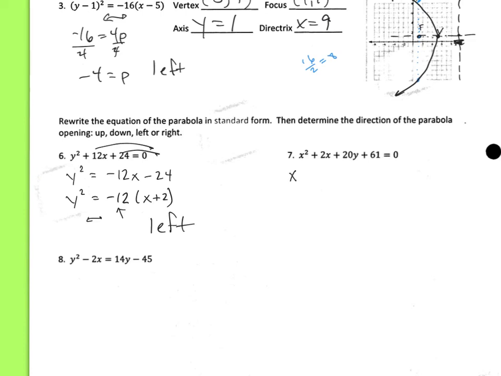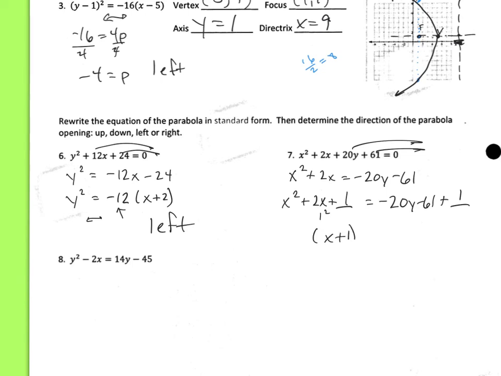Again, I'm going to keep the stuff that's squared on the left. That means 20y and 61 got to go. So negative 20y minus 61. Now we have to complete the square on the side that's squared. I'm just going to make some space so I can do that. So half of 2 is 1, and 1 squared, we're going to add 1 to both sides. So this is x plus 1 quantity squared. That side is done. Over here we might have some work to do. Negative 61 plus 1 is a negative 60.